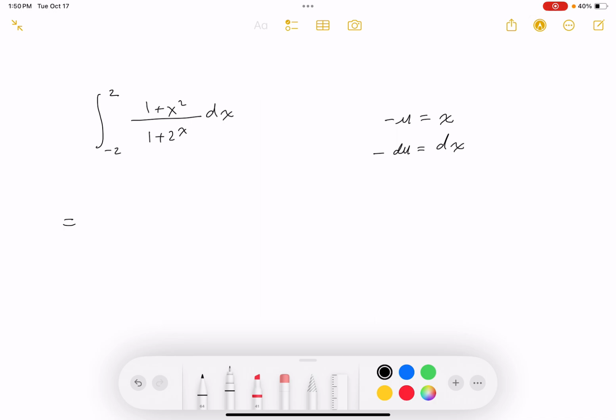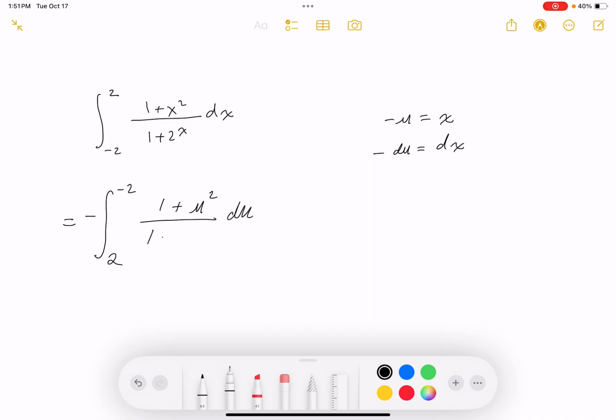All right, let me put this down. It's going to be equal to... Now, if x is minus 2, u would be 2. If x is 2, u would be minus 2. Then what do you get over here? You get 1 plus, x squared would be minus u squared, which is plus u squared, and then dx would equal minus du.